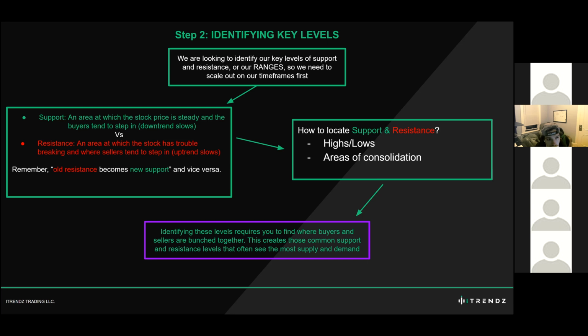So when we say support level, what is that? It's an area in which the stock price is steady, and the buyers tend to step in and push it back up. So you'll see a stock push down, and at a certain point the buyers start stepping in. And vice versa, resistance. It's the area where the stock has trouble breaking and where sellers tend to step in. So you see that in an uptrend. Remember, old resistance becomes new support, and vice versa. So how do you locate support and resistance? You're looking for highs and lows, and you're also looking for areas of consolidation. And when I pull up this live example, I'll show you exactly how that is.